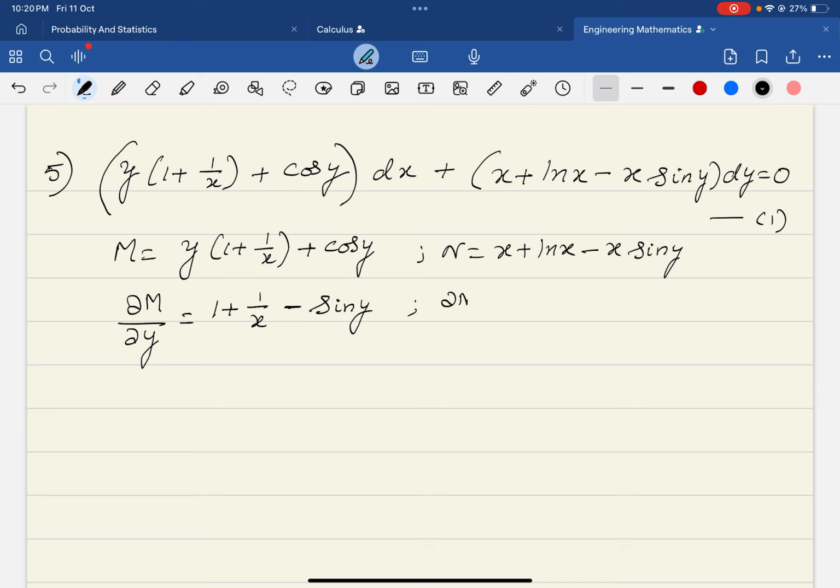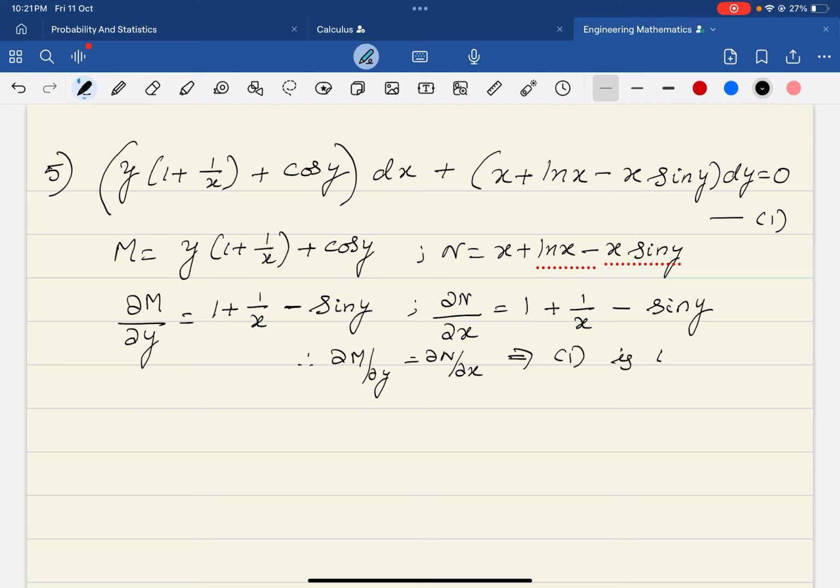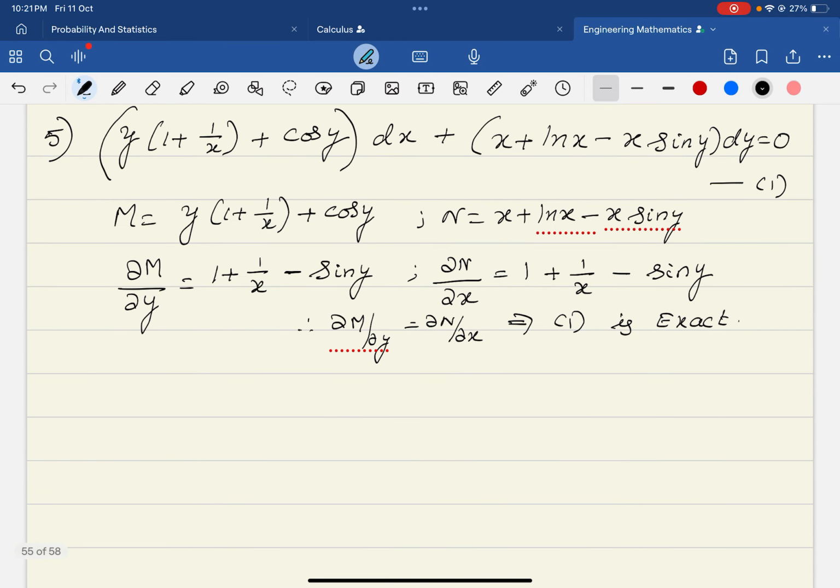Now what is ∂N/∂x? The derivative of x is 1, the derivative of ln x is 1 over x, and for the derivative of x sin y, the constant is sin y. So it is this one. So you can observe both of them, 1 plus 1 by x minus sin y, are equal. So therefore ∂M/∂y is equal to ∂N/∂x. So it implies that equation 1 is exact. Okay, that is over.